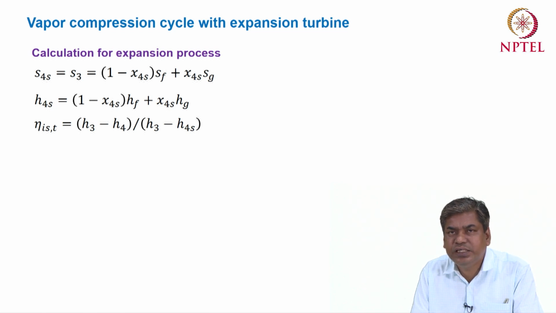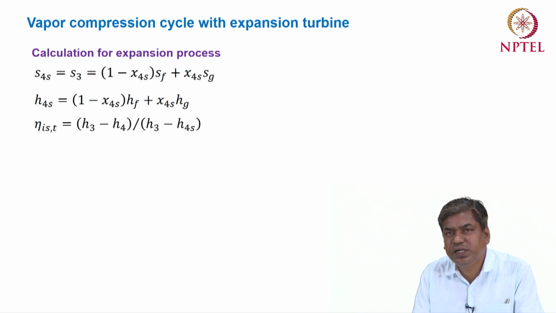Initially we can use the isentropic process, that is 3 to 4s. So the entropy at point 3 is equal to the entropy at point 4s, and this is the basic equation to calculate the entropy for the liquid vapor mixture. So x4s is the dryness fraction at point 4s. By using the first equation we can calculate the quality at point 4s, and then by using the second equation we can calculate the enthalpy at point 4s.